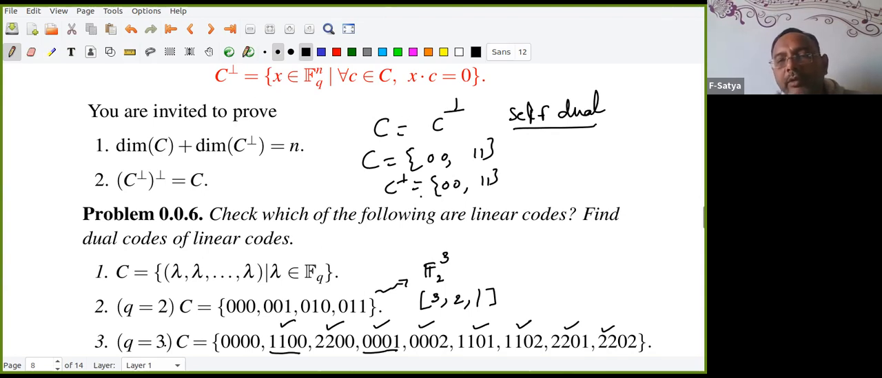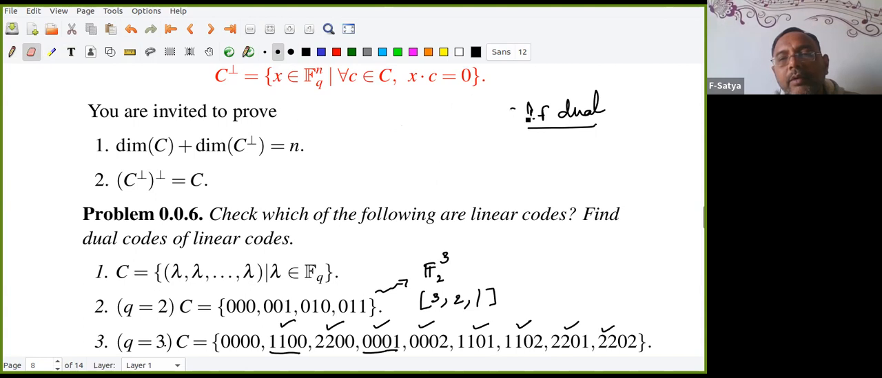Then in your linear algebra course, some questions may be there. If it is a linear transformation, they ask you to find the range space and null space, right? There are some linear transformations in which the range space is equal to the null space. So let us see one linear algebra problem. That happens sometimes.